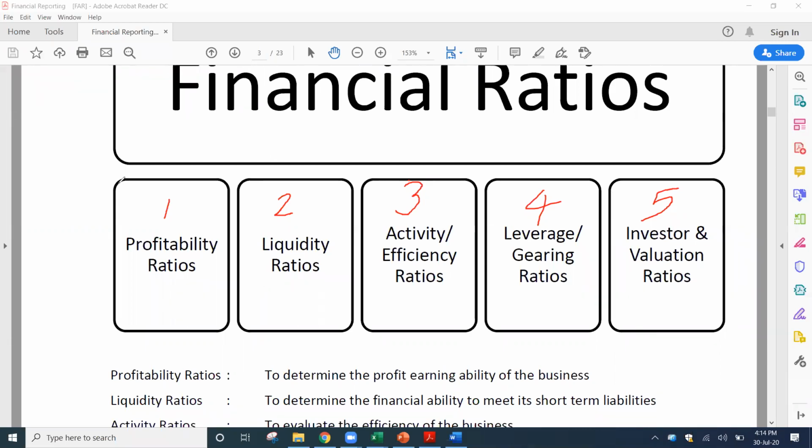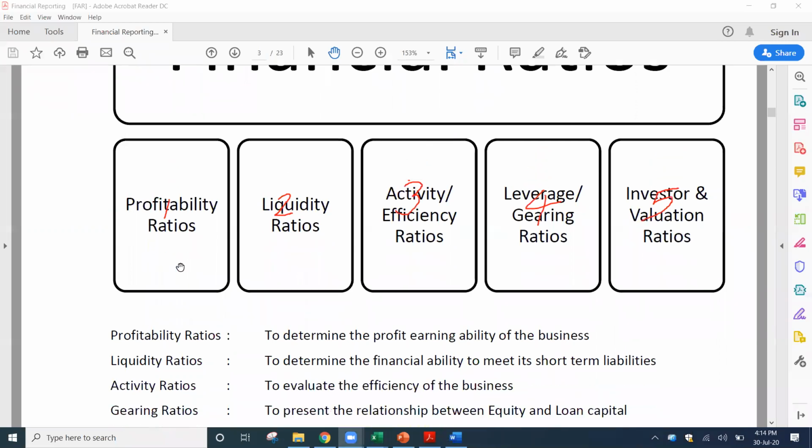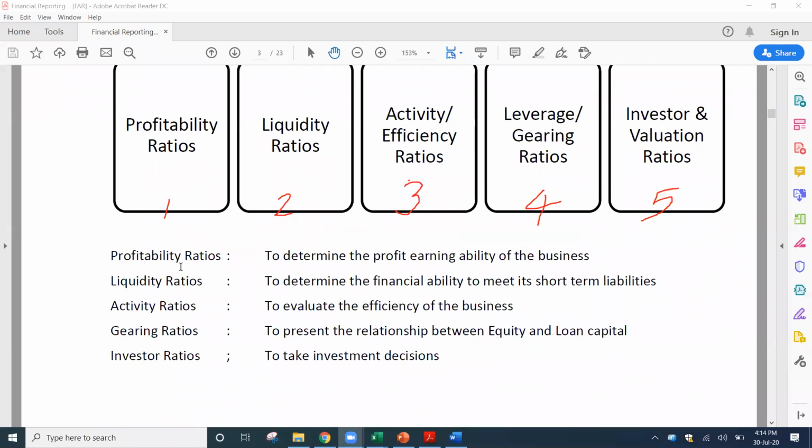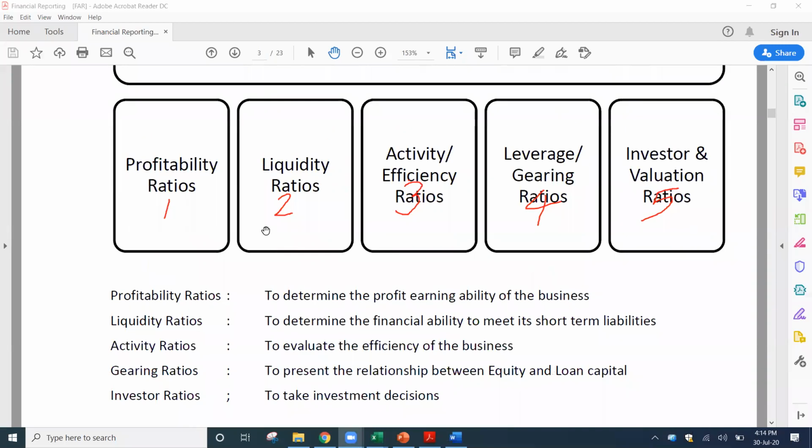So let's understand what these ratios are. In simple terms, profitability ratios are used to determine the profit-earning ability. What is the ability of earning profits?